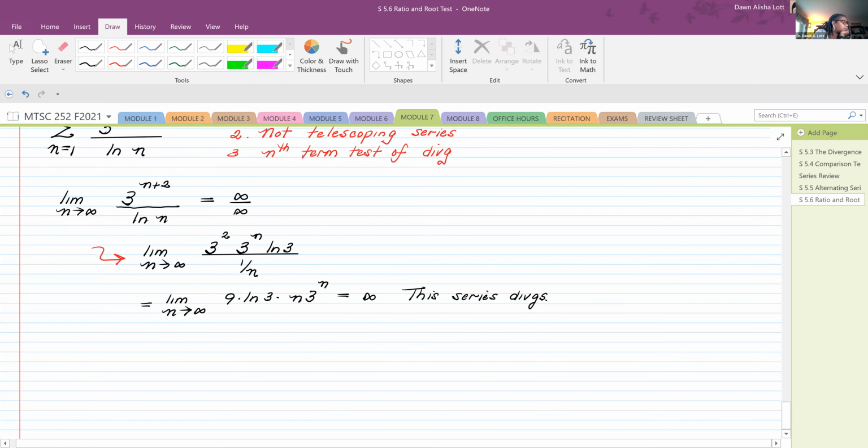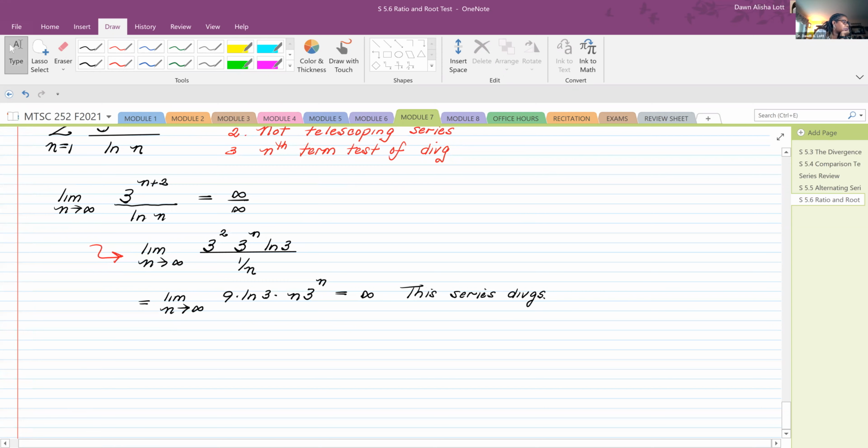Okay. Let's look at another one. The summation, n equals one to infinity of (-1)^(n+1) over n^(1+n).